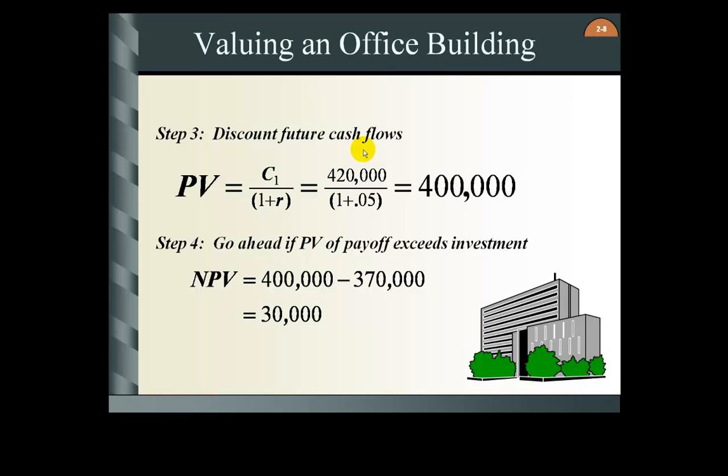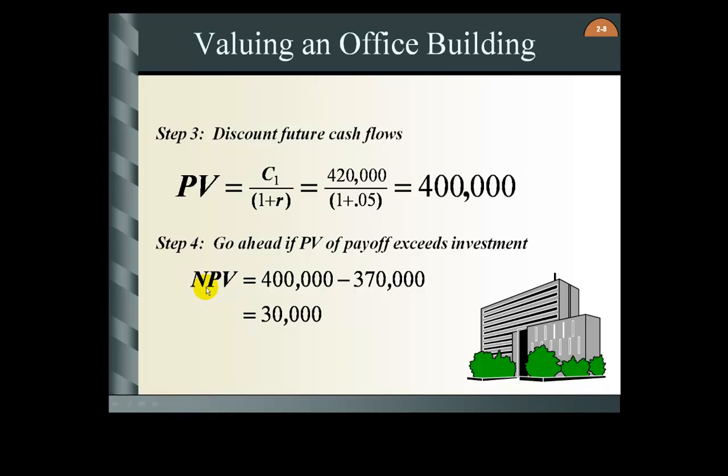Alright, so now you have to compute the present value, right? So the present value is C1. C1 is a cash flow at time 1, which is $420,000, right? Divided by 1 plus R. R is the discount rate or the opportunity cost of capital. In this particular example, it's 1.05, right? So you have $420,000 divided by 1.05, and the result is $400,000, right? That's the present value of the cash flow that you are expected to get 1 year from now, right?